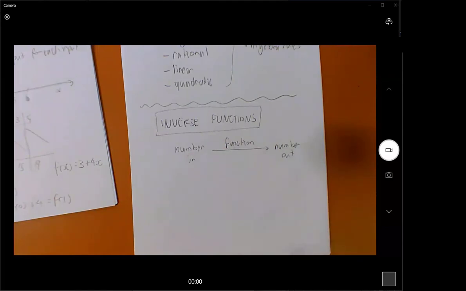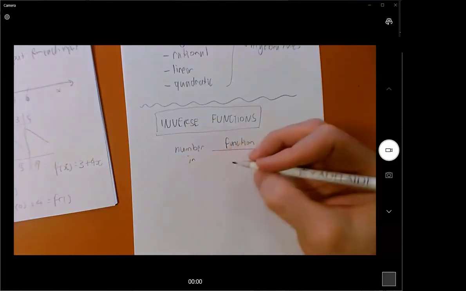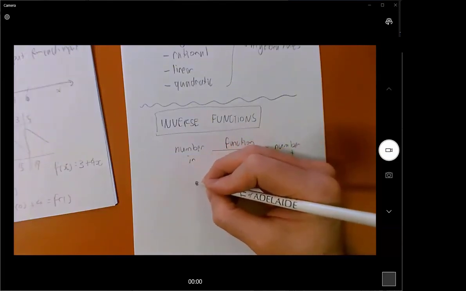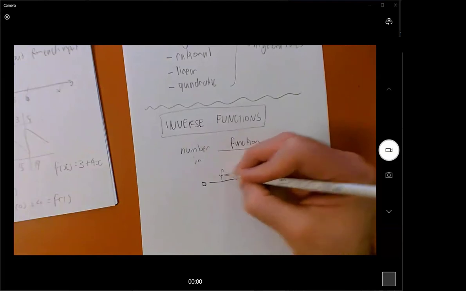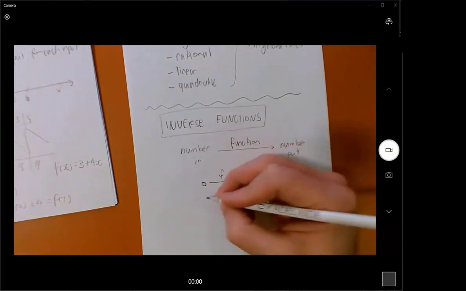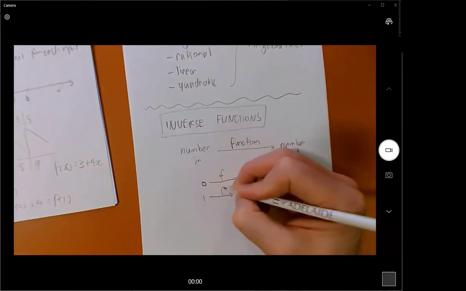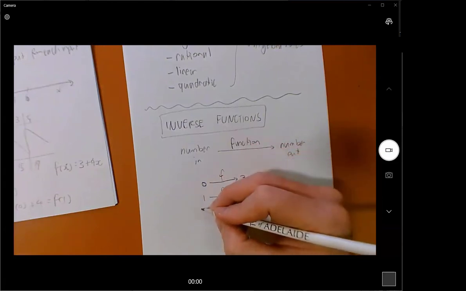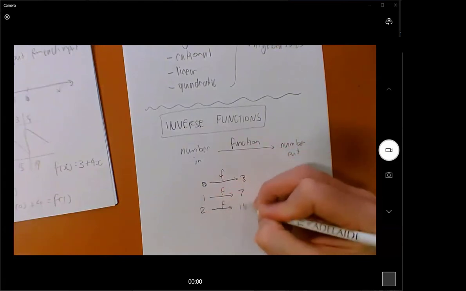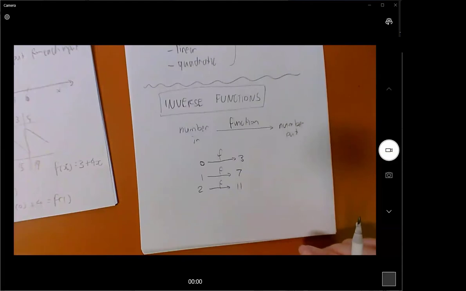What if my description of the way to do this action is to do the opposite of a different action? That's what an inverse function is. And so if I had something that 0 went in and the function produced the answer 3, and 1 went in and the function produced the answer 7, and 2 went in and the function produced the answer 11, and so on.